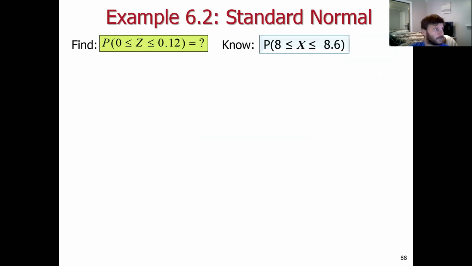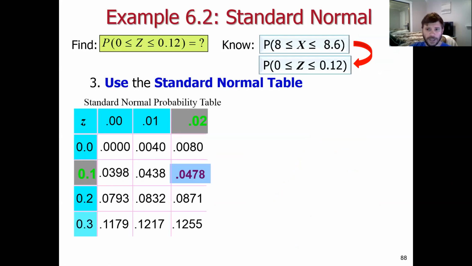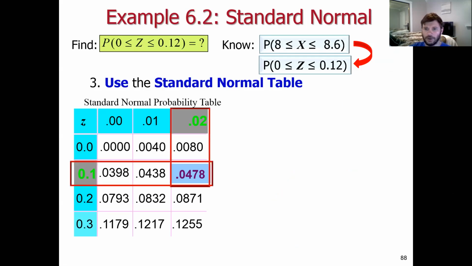So here's the approach we took. Okay, we converted the problem. Now we're going to use that standard normal table. Okay, so we're going to go down to the z row that corresponds to 0.1. We're going to go to the z column that corresponds to 0.02. And when we do that, we should wind up identifying a probability of 0.0478 corresponding to the area underneath that curve.